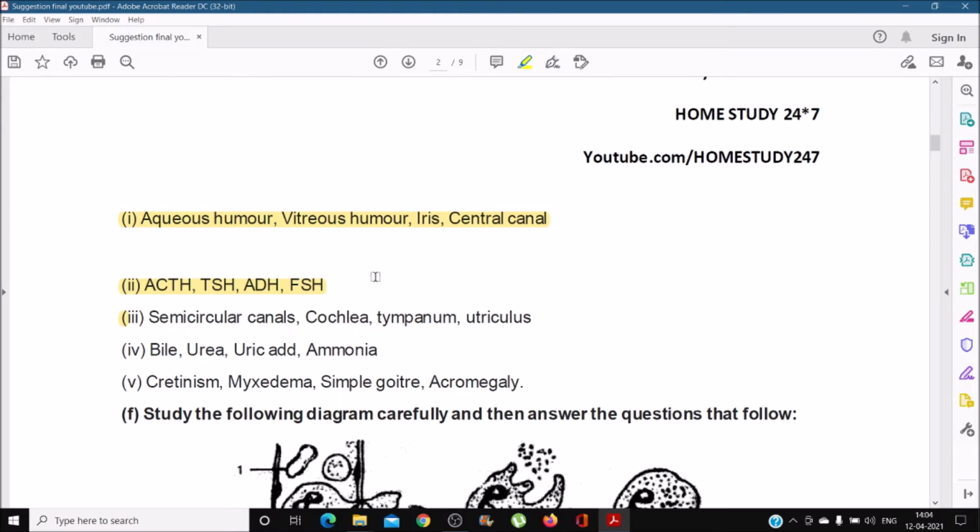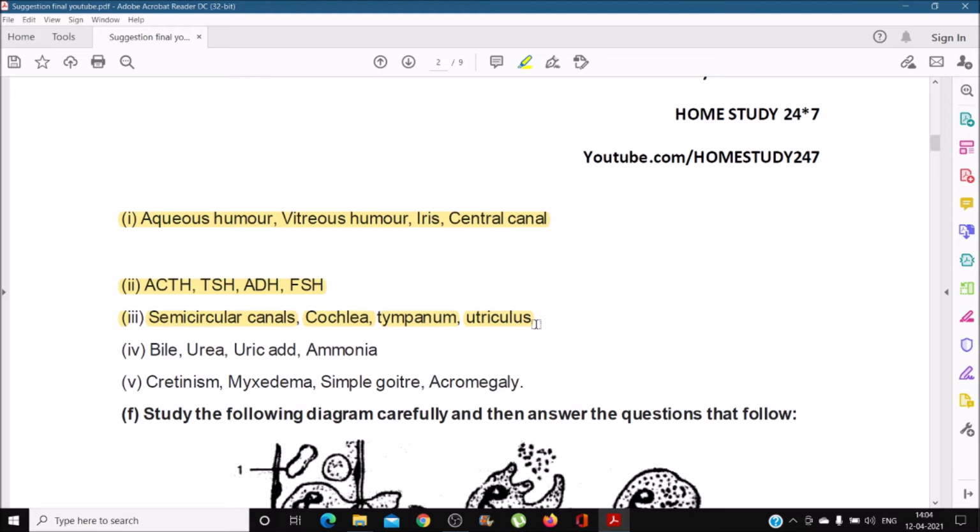Next, ACTH, TSH, ADH, FSH. Number 3, semicircular canals, cochlea, tympanum, utriculus.